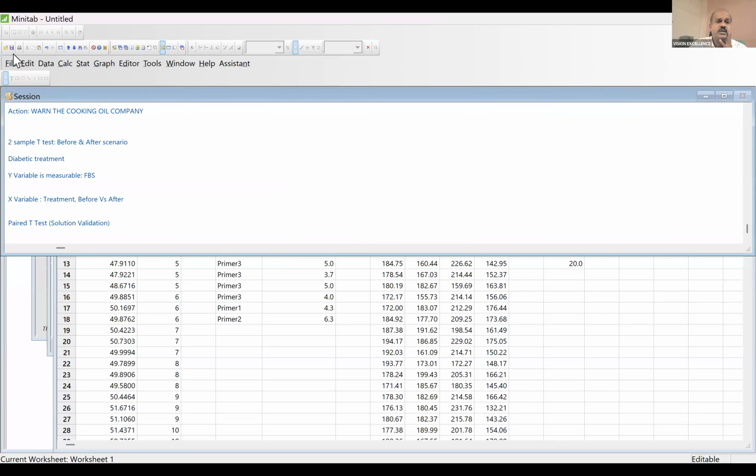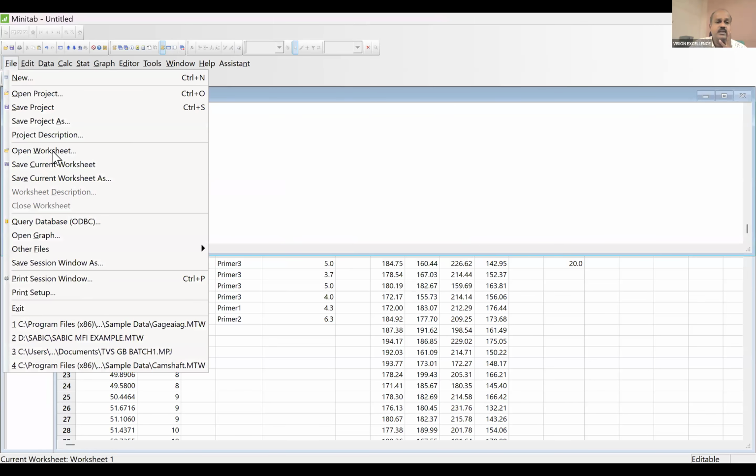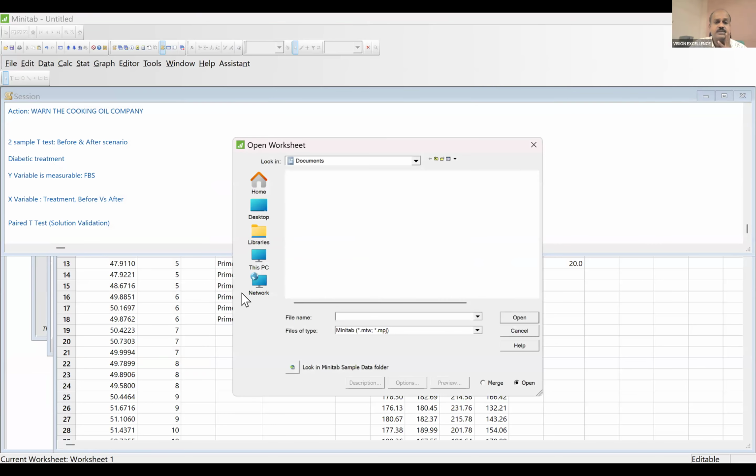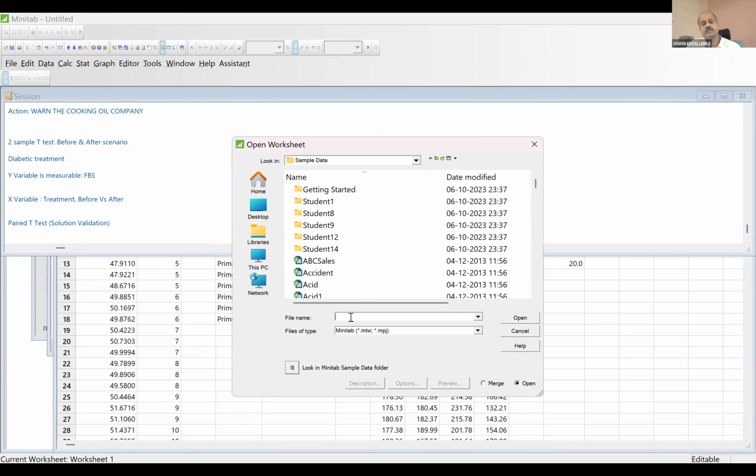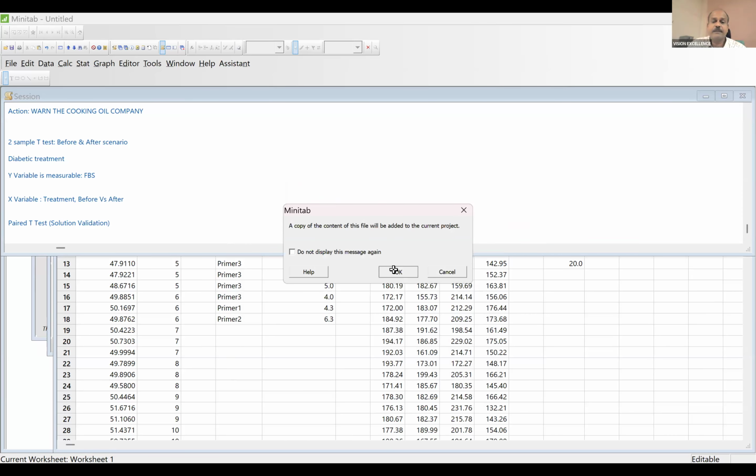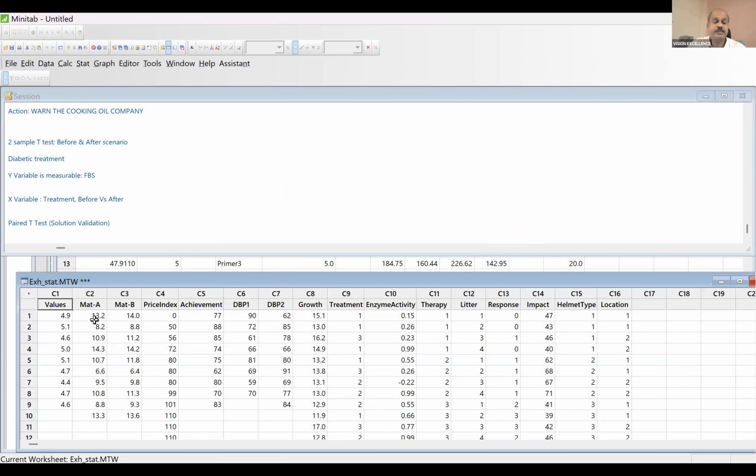We just go to file, go to open worksheet, click here once, paste that file name, open, save OK. Now you got the data. What is this? Mat A, Mat B. What is that? Mat A, Mat B.